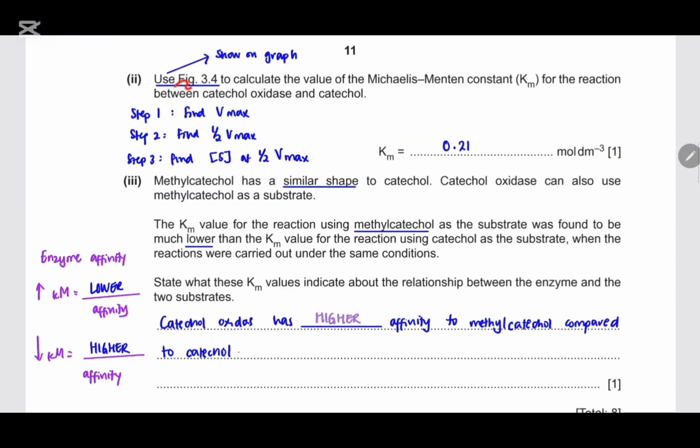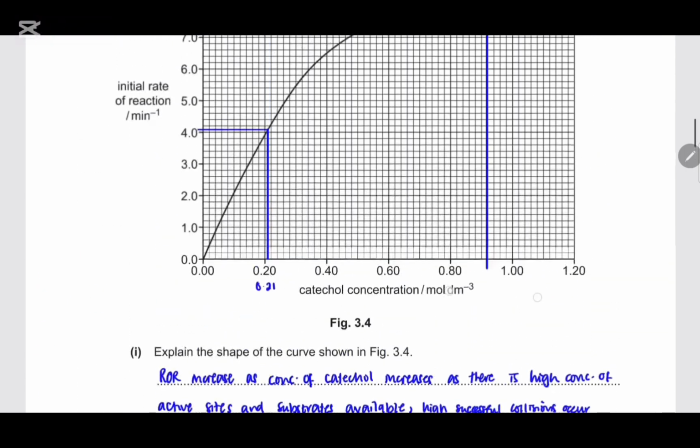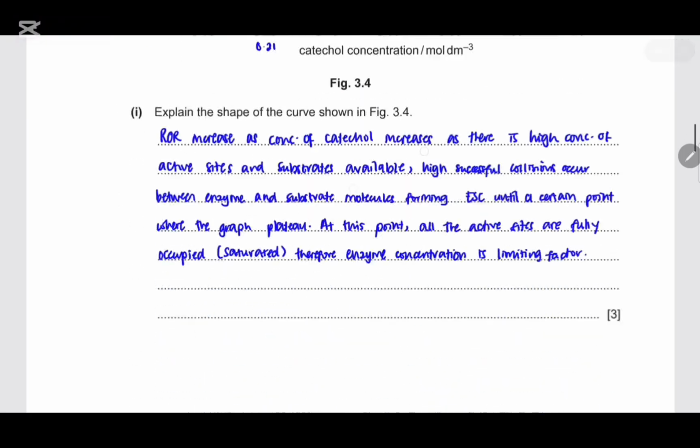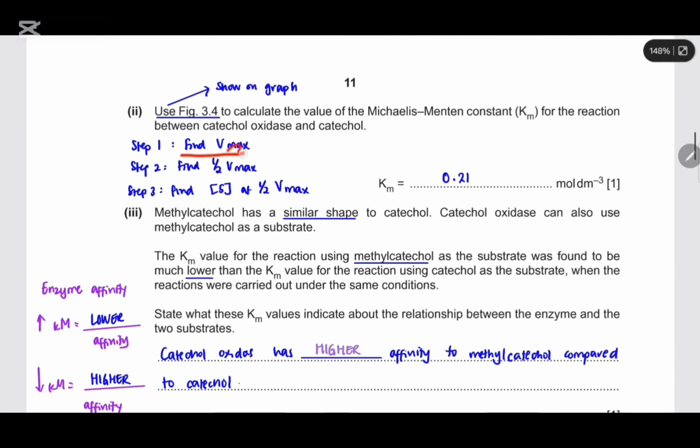Moving on, they want us to use figure 3.4 to calculate the Michaelis-Menten constant, the Km value, between the catechol oxidase and catechol. Now, if we see the word use figures, that means we must show on the graph how we work the calculations out. So again, what you need to do is follow these steps. Step number 1, find the Vmax.